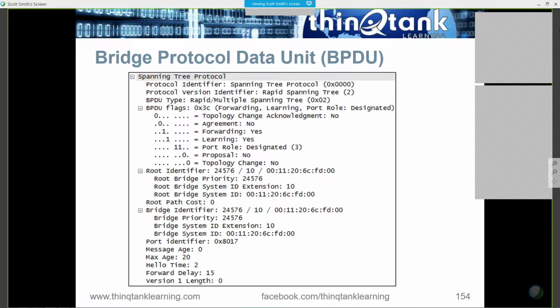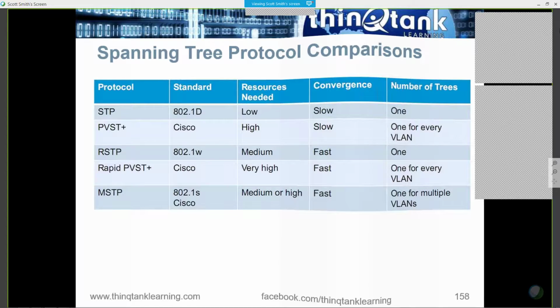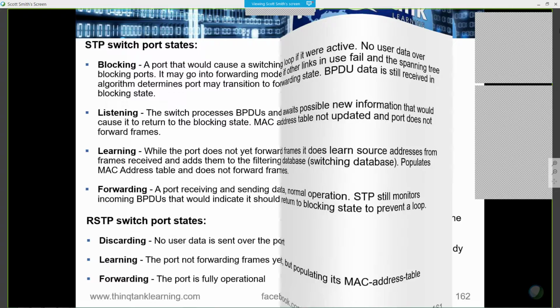Forwarding delay is 15 seconds. That's how long I stay in the listening and learning state. Although we won't have a listening state here. How do I know I'm not going to have a listening state with this BPDU? Because it's rapid spanning tree. Rapid spanning tree doesn't have a listening state. It only has a learning state. So as I promised you guys, you're going to be able to look at a BPDU capture and understand what that means. We got to fill in a couple more gaps here though.